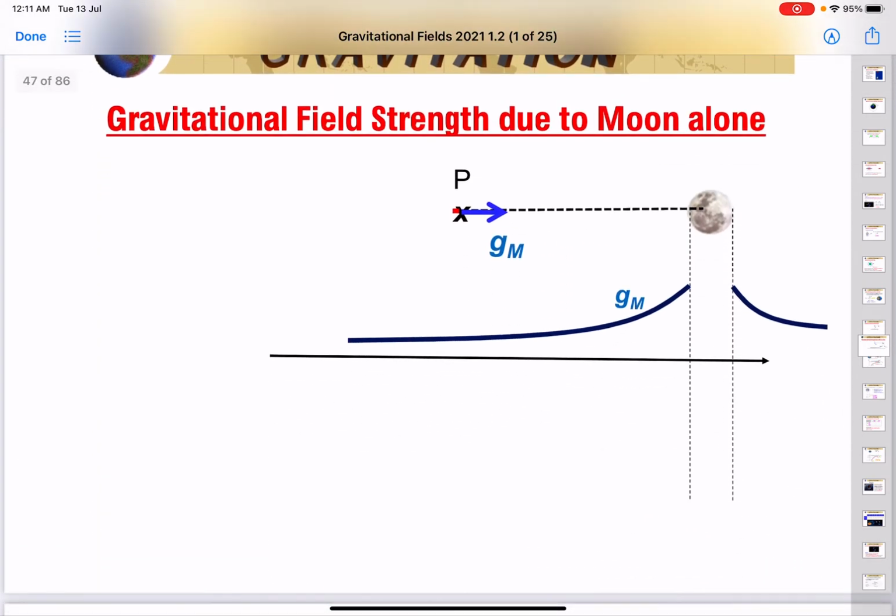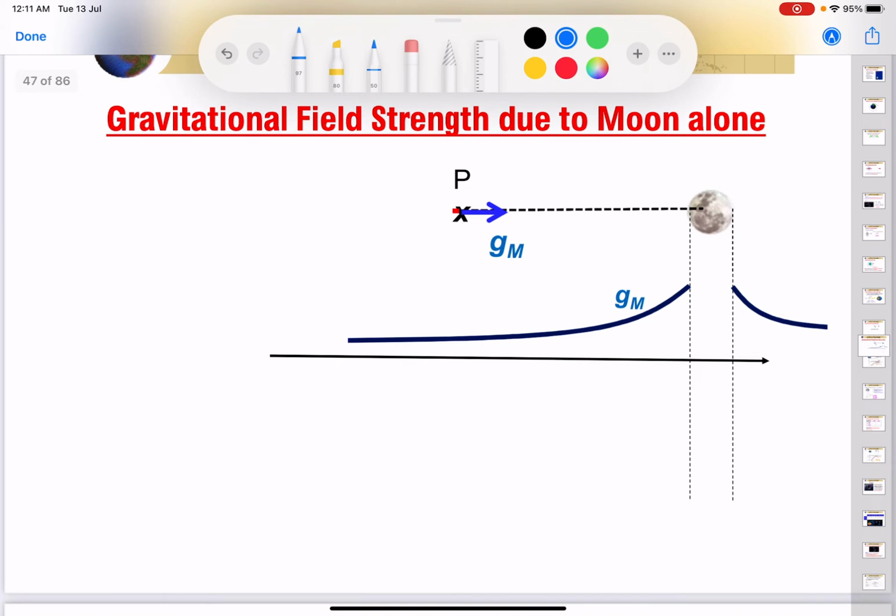Graphically, this is what we can do. So Gm is towards the Moon. In this graph, note that it is drawn with a positive value. Why positive? Because we have taken the right side as positive. Since Gm is pointing towards the Moon, it's going to be positive.